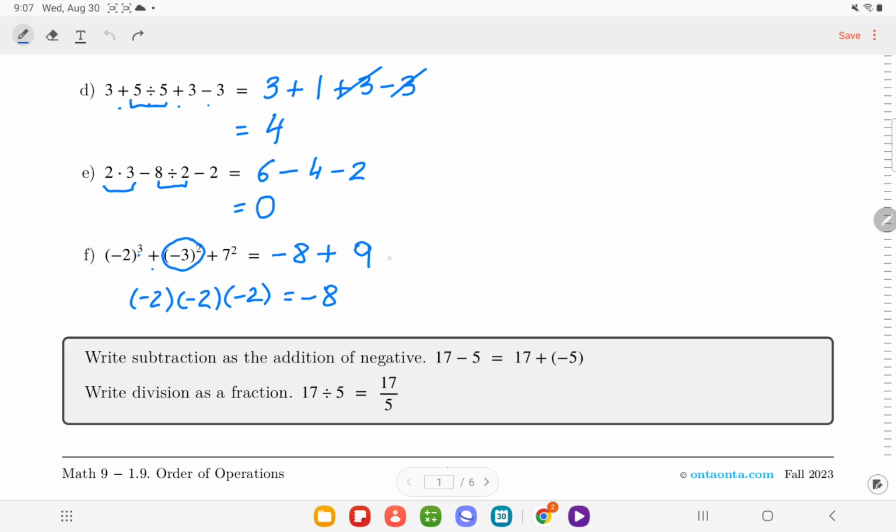Plus 7 times 7, 49. 9 minus 8 is 1. 1 plus 49 gives 50.